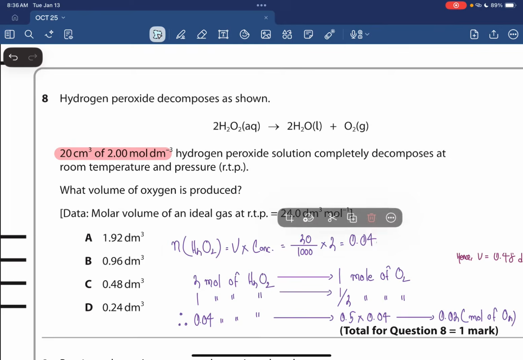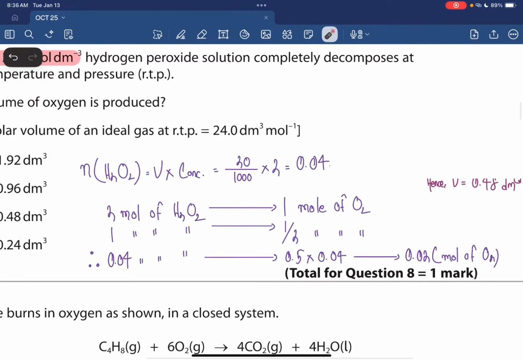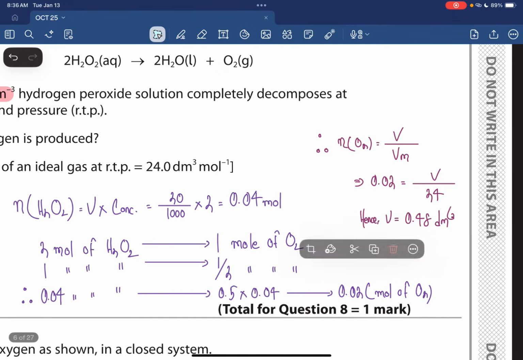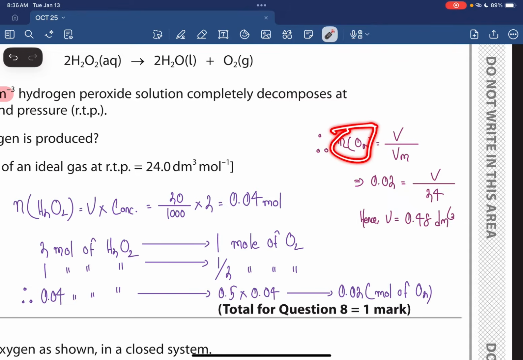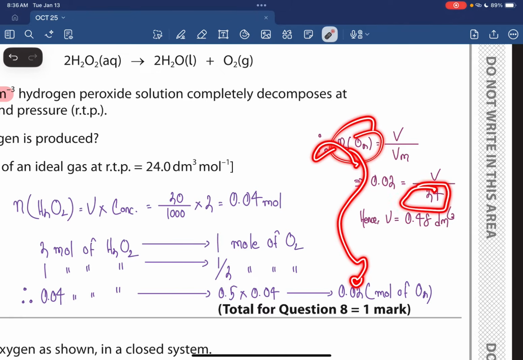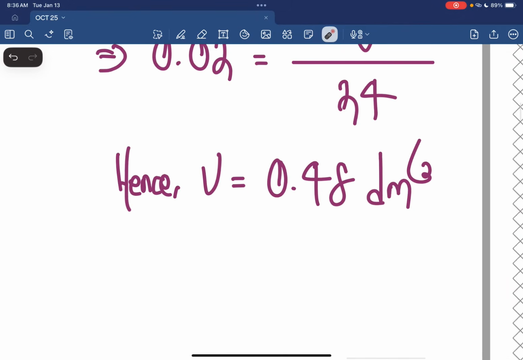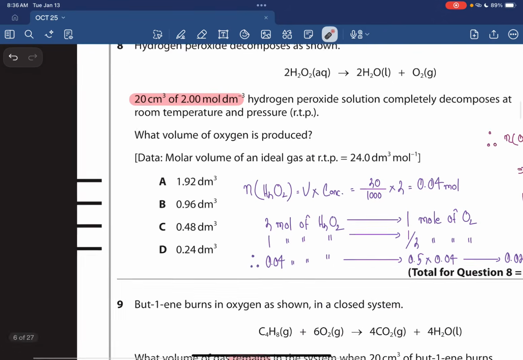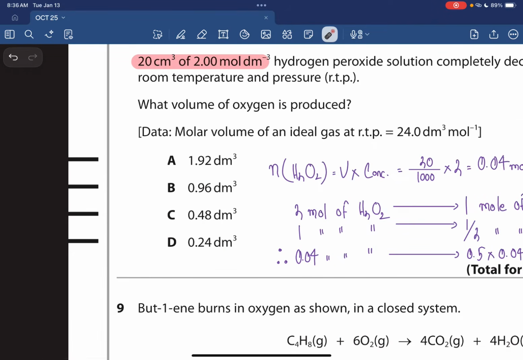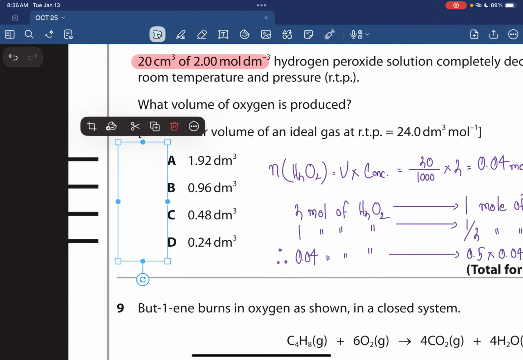So this is what I've done over here. Figure out the number of moles of oxygen, and then what I did is number of moles of oxygen equals volume by molar volume. This is the moles of oxygen. I know the molar volume, 24. I make volume the subject, and my answer is 0.48 dm cube. So the answer should be C from here.